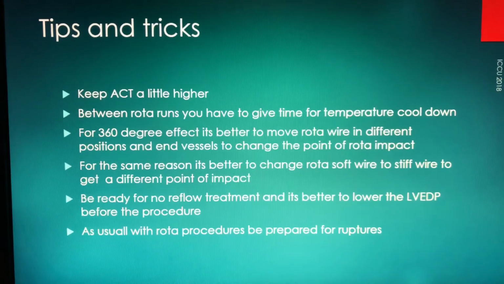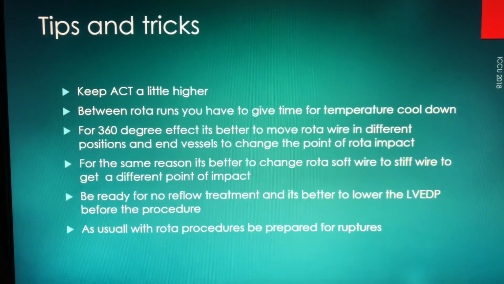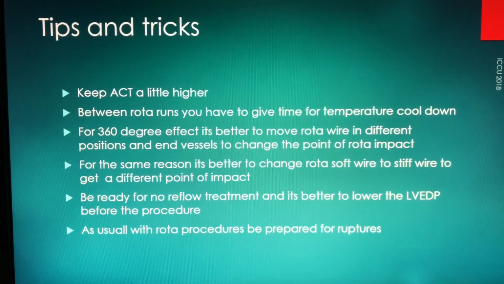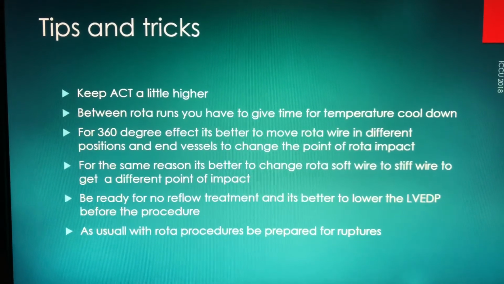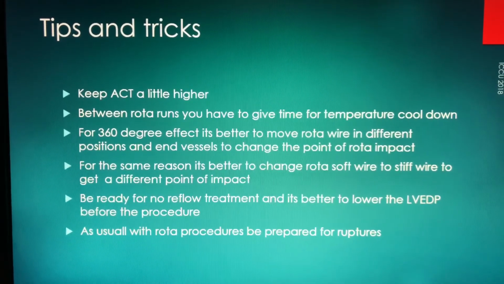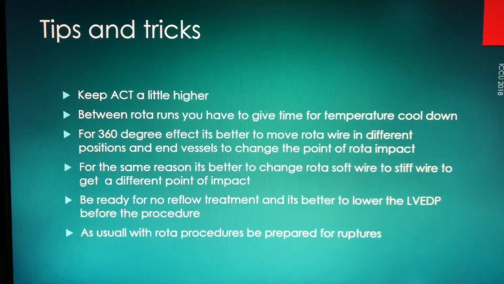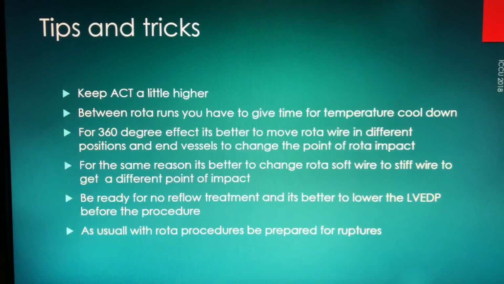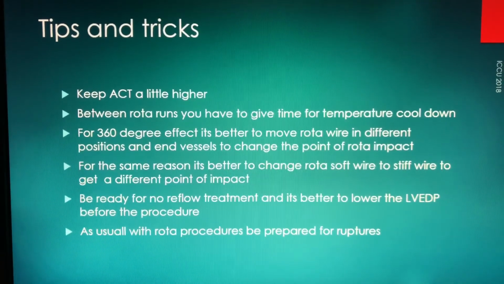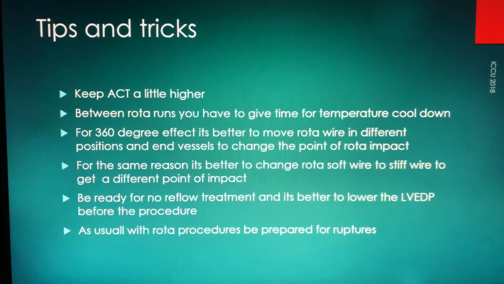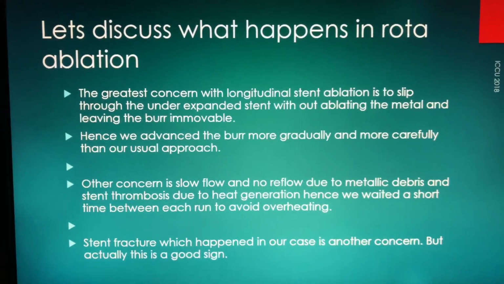So there are a couple of tips and tricks here. We have to keep ACT a little bit higher. Between rota runs, we have to give time for the temperature to cool down. For 360-degree effect, it's better to move the rota wire to different positions in the vessel to change the point of rota impact. And for the same reason, it's better to change the rota soft wire to a stiff wire to get a different point of impact. And then we have to be ready for no reflow treatment, and it's better to lower the LVEDP before the procedure. And as usual with rota procedures, we have to prepare for perforations.